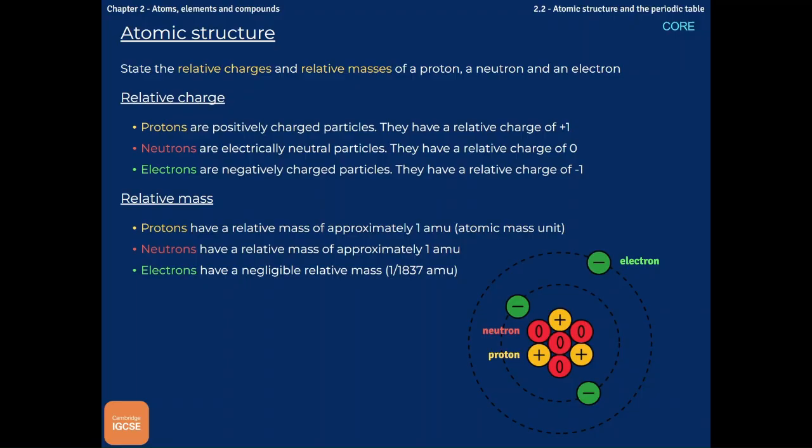It's super tiny, right? But electrons have an even smaller mass, 1 over 1,837 AMU. So electrons have such a tiny mass that when we start doing mass calculations, we say it's negligible. So sometimes you might see this as 0 mass. That's not technically true. They do have a little bit of mass, but it's so tiny it doesn't really come into play when calculating the mass of a given element or atom, right?